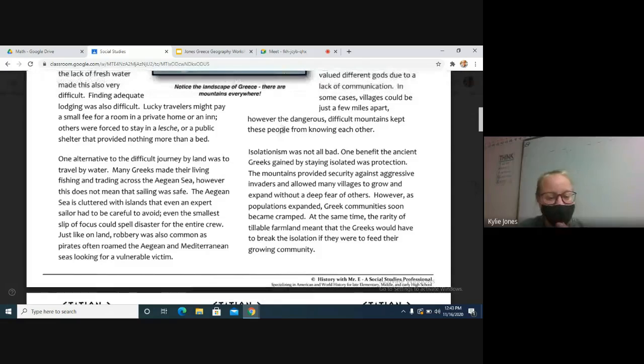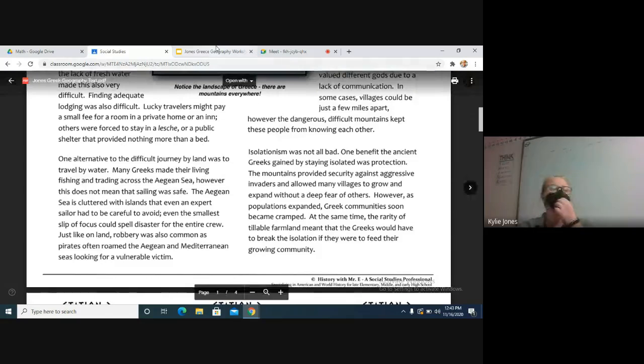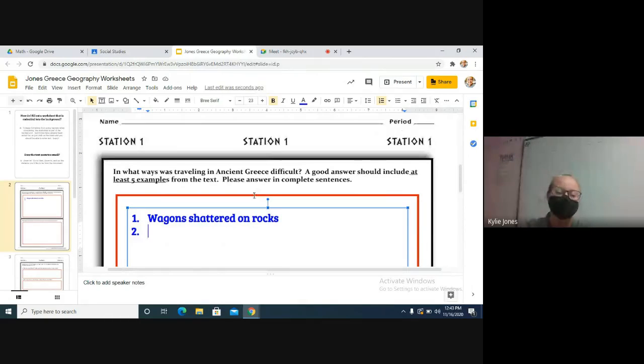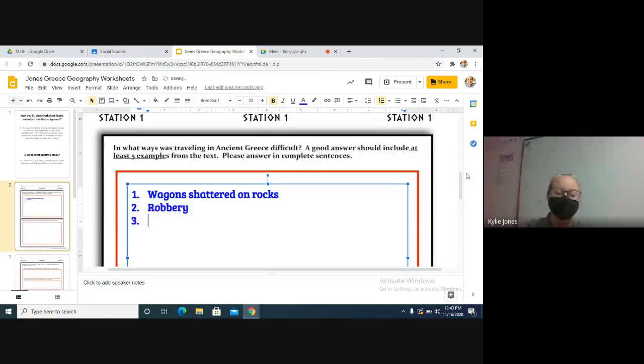vulnerable victims. So before we keep reading, let's look at our list and at least write a couple of the reasons so far why traveling in ancient Greece was difficult, because we had a couple things there. What's one thing that made it hard? Say that again? The wagons could shatter. Wagons shattered on rocks. Okay, what else made it difficult to travel in ancient Greece? Robbery was another reason. You could get robbed.